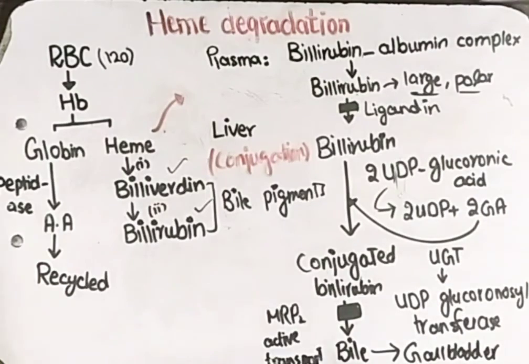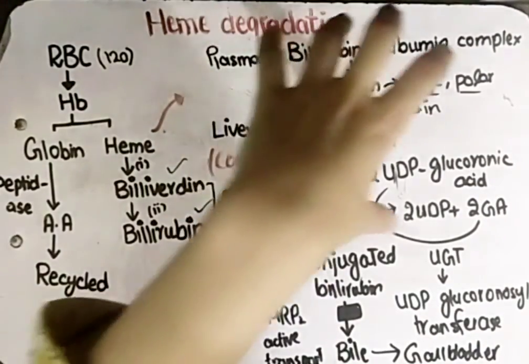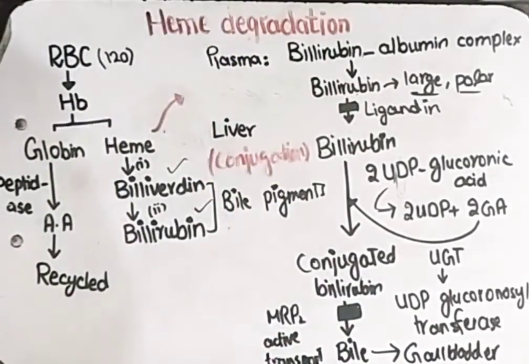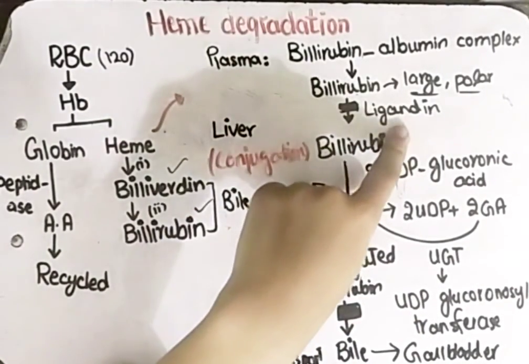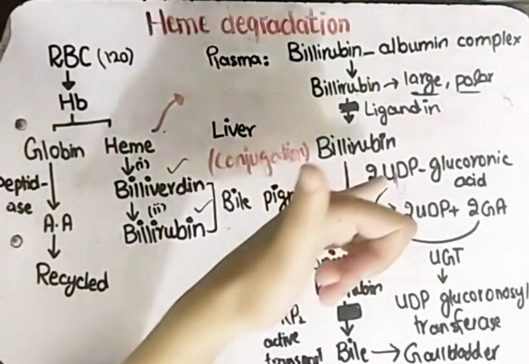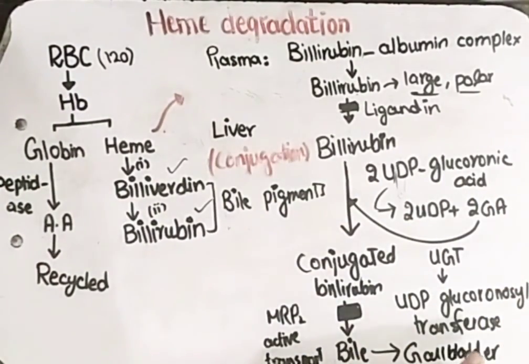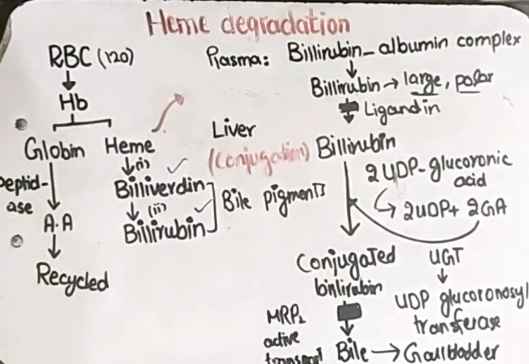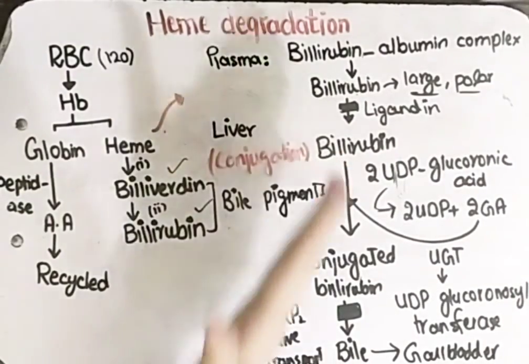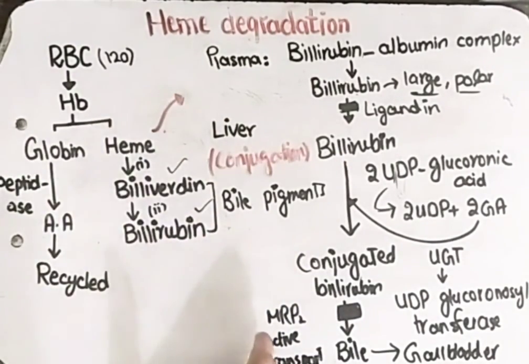So this is basically the third step: there is a bilirubin-albumin complex present in plasma. Bilirubin is a large and polar molecule, although it is fat soluble, so it enters into the liver with the help of facilitated diffusion with the help of the ligandin carrier protein. 2-UDP glucuronic acid transfers two molecules of glucuronic acid into bilirubin, making it conjugated bilirubin, which is water soluble. This conjugated bilirubin enters into the bile with the help of the MRP2 protein, which does the active transport of conjugated bilirubin into the bile. This bile is then stored in the gallbladder.